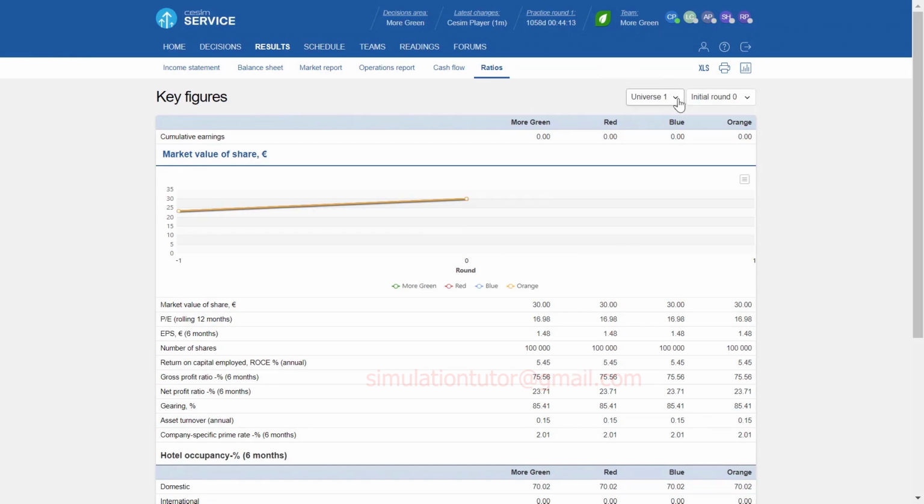And here in this drop down, if we play with multiple universes, we can see the results for the different universes, and then we can go back and forth to different rounds if we want to. By clicking this XLS link here, we can download the results as an Excel file. With the print, we can print if we have to, and then there are some slides that we can open here as well.